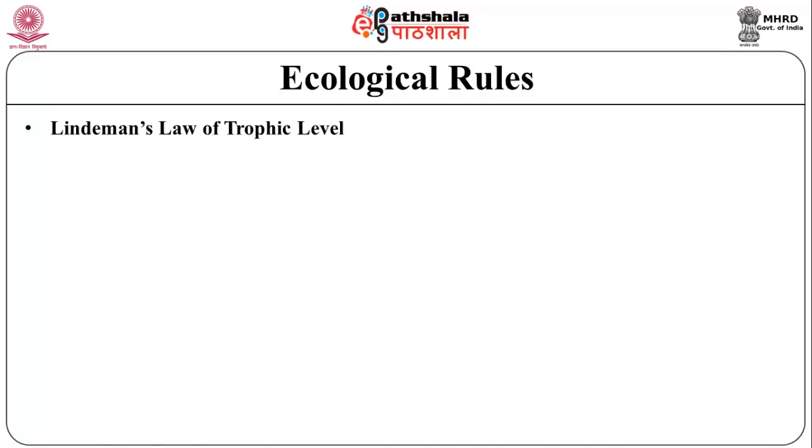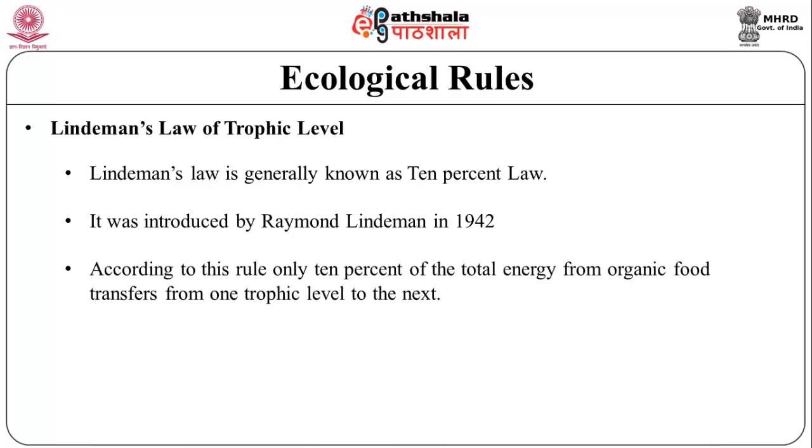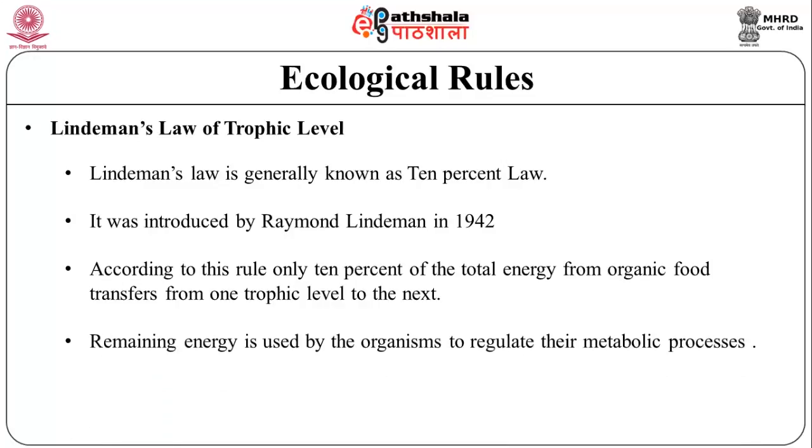Another law or rule is Lindeman's law of trophic level. Lindeman's law is generally known as the 10% law. It was introduced by Raymond Lindeman in 1942. According to this rule, only 10% of the total energy from organic food is transferred from one trophic level to the next. The remaining energy is used by the organism to regulate its metabolic processes.